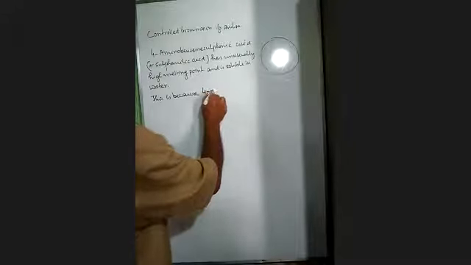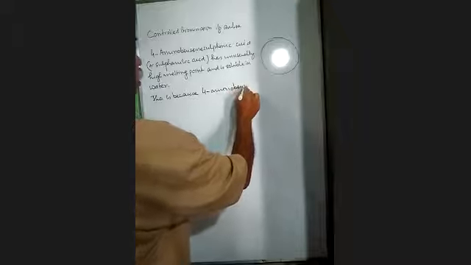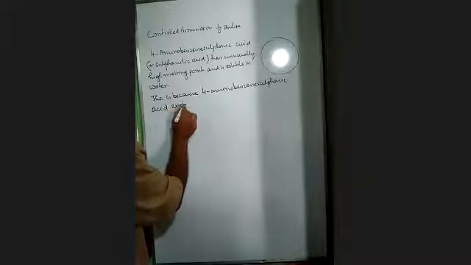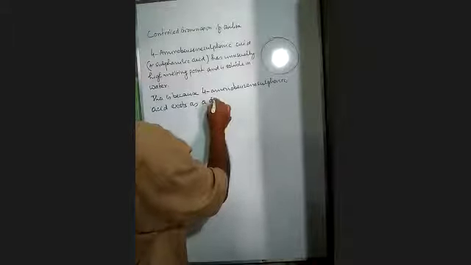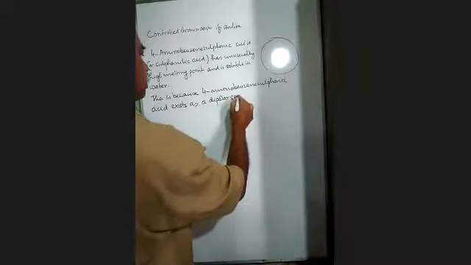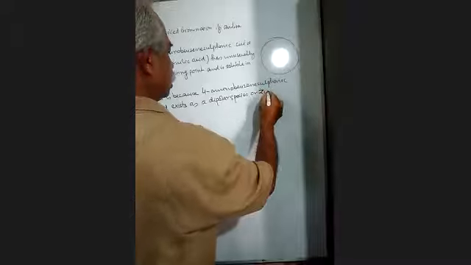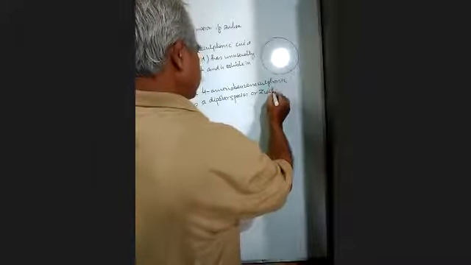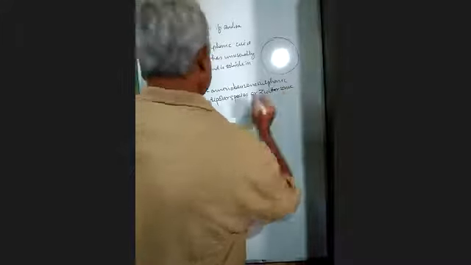We'll write now here. This is because 4 amino benzene sulfonic acid exists as a dipolar species or Zwitter ionic form. So I'll first show you.